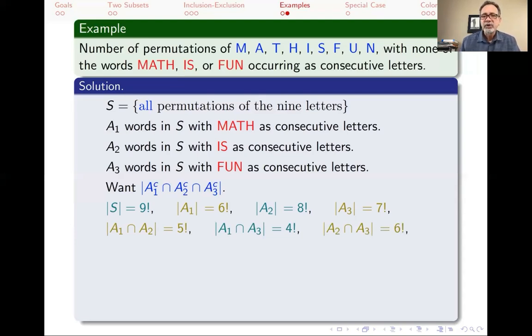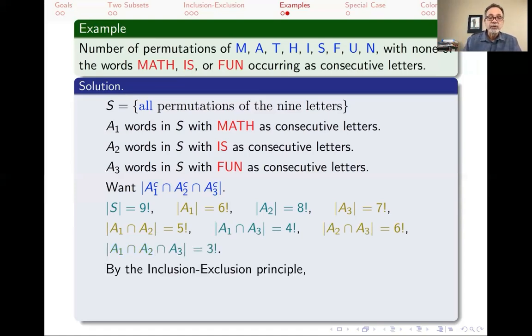And what about A1 intersection A2 intersection A3? Then you want math, is, and fun as single objects that you're permuting. So you just have a permutation of 3 things, and that's 3 factorial. And now the inclusion-exclusion tells us how to find the number of words that do not have math anywhere in them as consecutive letters in the right order. They don't have is and they don't have fun.